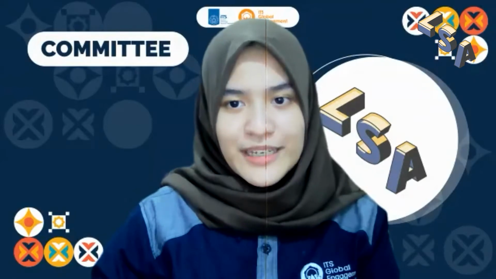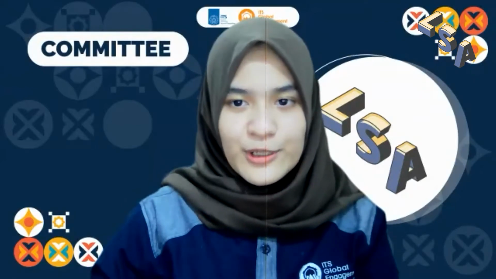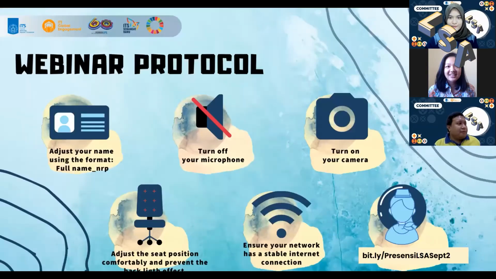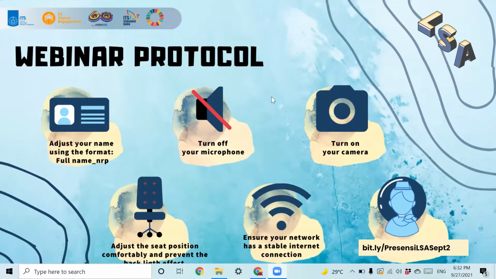And as always, before we start our session, I will read some rules that you have to follow during today's event. Starting from the very first rule, please enter the Zoom meeting 15 minutes before the scheduled time. Second, please change your display name to name underscore your student number or NRP, or the sample will be sent through the chat box by the committee. You can start changing your name now.